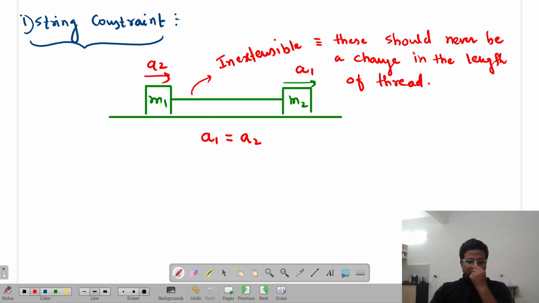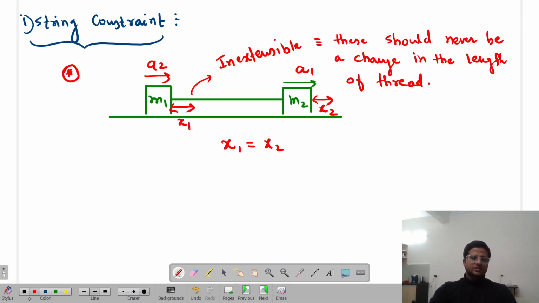And the most important thing is, the length will never ever change. If this displaces by some distance x2, and if this displaces by some distance x1, then if the length does not need to change, it says that x1 must be equal to x2. So the first rule says that x1 must be equal to how much, x2.